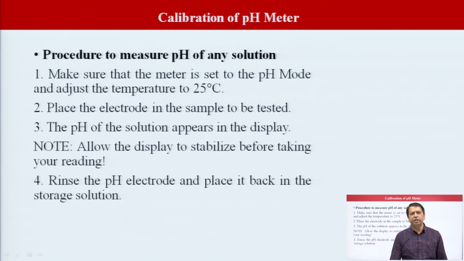Then in the fourth step, rinse the pH electrode and place it back in the storage solution. Actually, we keep the electrode in a storage solution to keep the electrode in a moist condition, and if it becomes dry, it will not function properly. So, the pH electrode after usage should be placed back into the storage solution.